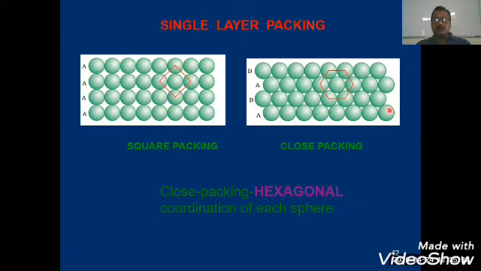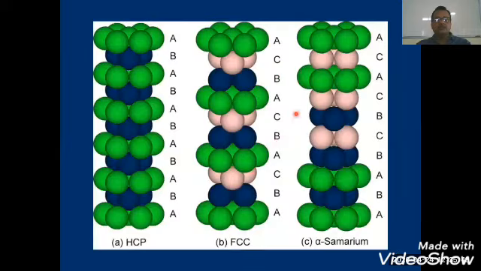So this is the first layer. These are the holes of the first layer, and the second layer is exactly at the top of the holes of the first layer. So the atoms of the second layer are not above the atoms of the first layer, which is happening in both hexagonal closed packing and in cubic closed packing.